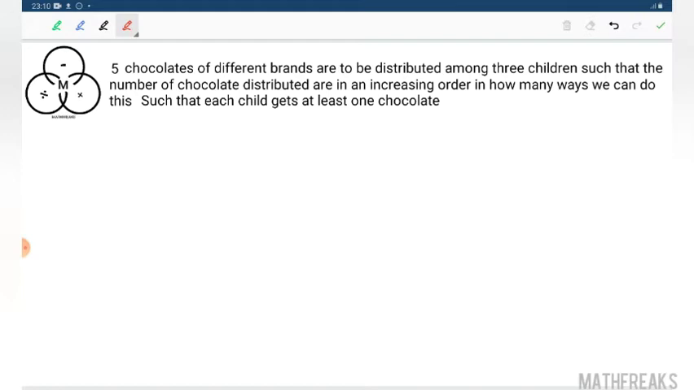Five chocolates of different brands are to be distributed among 3 children such that the number of chocolates distributed are in an increasing order. In how many ways can we do this such that each child gets at least one chocolate?